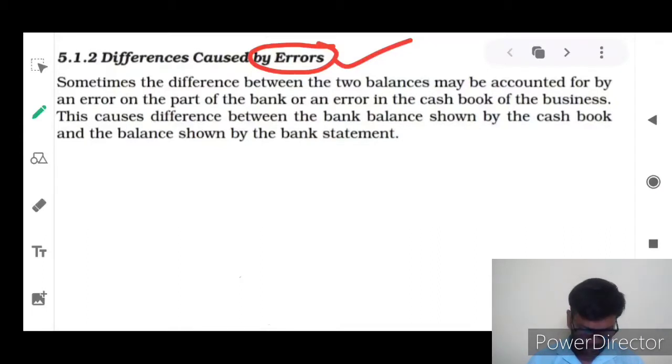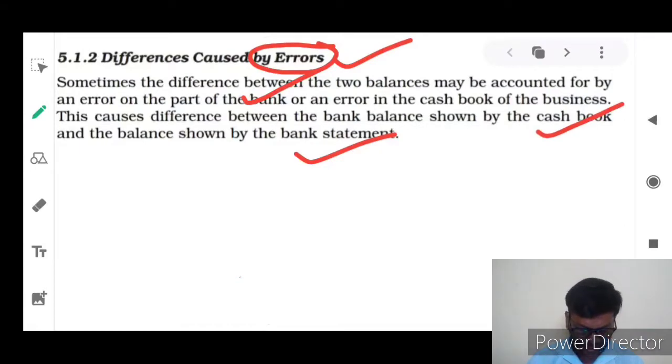Okay. Sometimes the difference between the two balances may be accounted for by an error on the part of the bank, or an error in the cash book of the business. This causes a difference between the bank balance shown by the cash book and the balance shown by the bank statement. See, the bank statement and the cash book bank column will not show the same balances. So that is the need for preparation of a bank reconciliation statement.